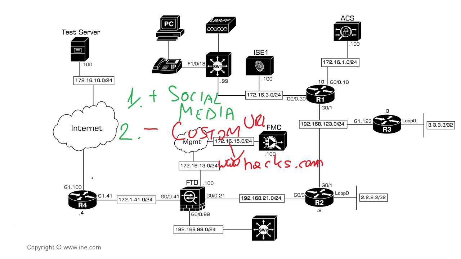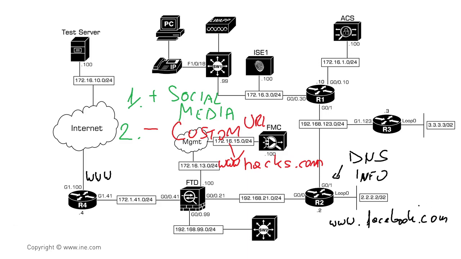Now, router 4 is going to act as our web server, and router 2 is going to be configured with local DNS information. I'm going to add an entry for Facebook. This is going to be our first entry, and then the second entry we're going to add for hex.com. And both of these URLs will point to our web server. So this communication is going to be flowing through the FTD. We are on the inside here. This is going to be outside. We will test this from router 2.